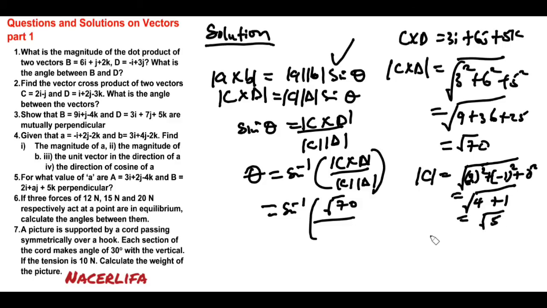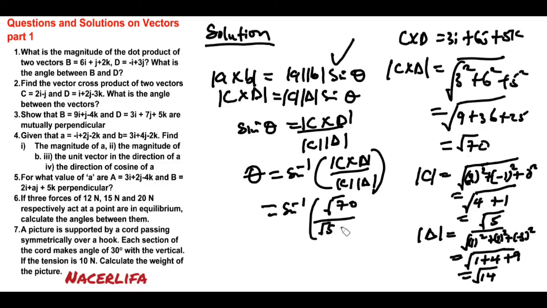So similarly for D, we have the square root of 1 square plus 2 square plus minus 3 square. So this is 1, this is 4, this is 9. So once we do this, we have square root of 14. 1 plus 9 is 10, plus 4 is 14. So we have for the modulus of C, root 5, times the modulus of D, root 14.